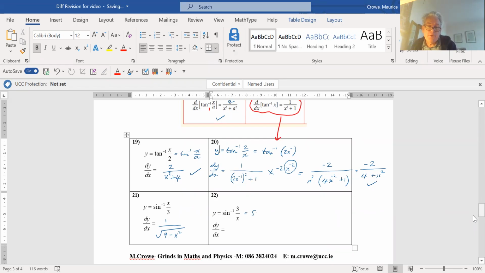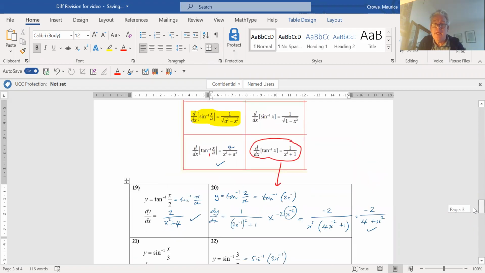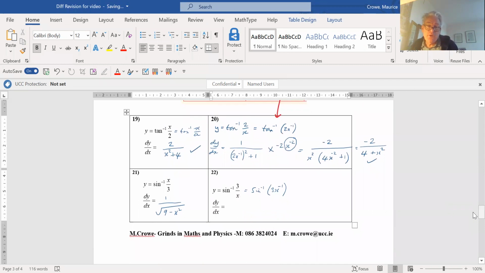So then, this one is the sine inverse of 3x to the minus 1. Same idea, we have to set it up like that. We have to look at the general rule to see what happens. It's 1 over the square root of 1 minus x squared. So it's going to be 3x to the minus 1 to be squared. Then you're multiplying by the derivative of this one, which is minus 3x to the minus 2.